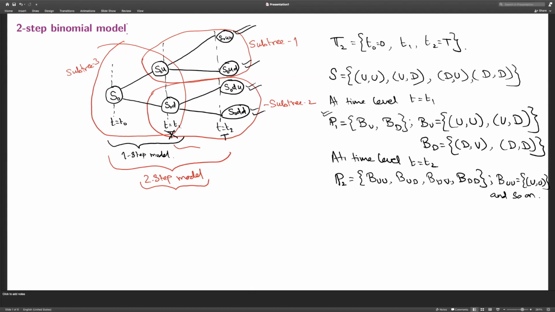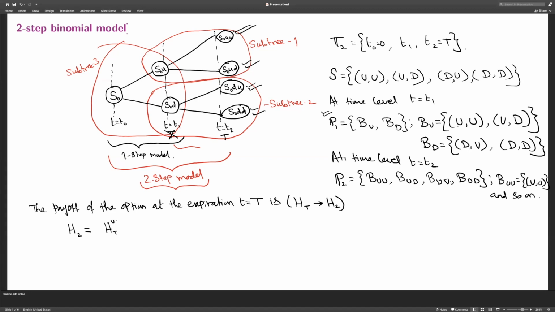And let us see what is the payoff at time t equal to capital T. We will denote it by H2. We generally denote it by HT. So we just have the notation H2, and that is given by H2 or HT, whatever you like, you can put. That is HUU. That is when the stock went up in the first level and up in the second level also, then your payoff is nothing but maximum of 0 comma S naught UU minus K, right? That I am denoting on BUU. That is this case.